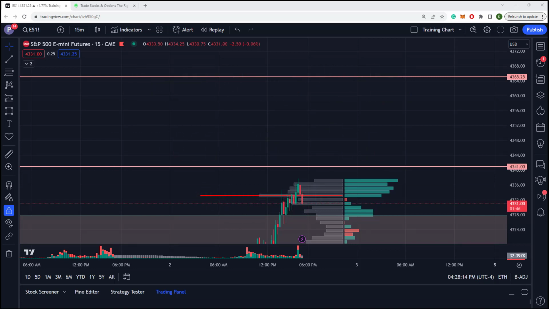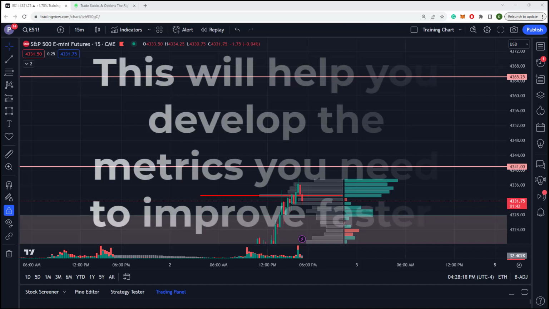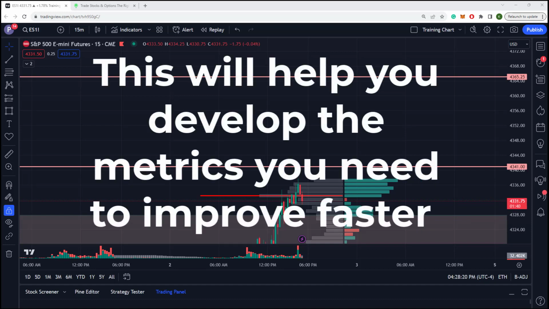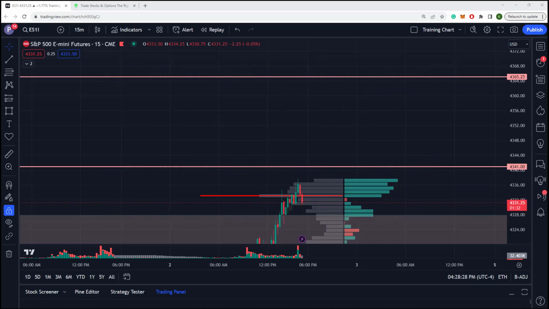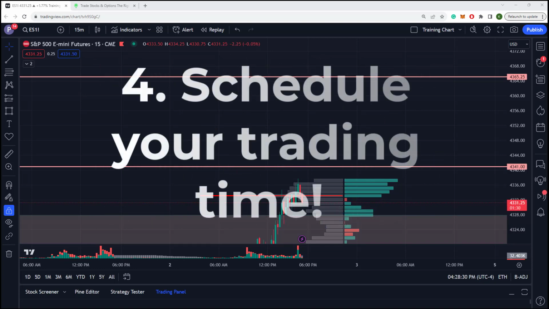Why is that impactful? You need to develop proper KPIs. You need to develop and understand what's driving your behaviors. In order to do that, you've got to write it down. You've got to have consistent metrics to do that. You've got to trade the same time every single day. So that's number 4, scheduled trading time. That's the same time every single day. And if you do that, you'll be able to get the metrics.